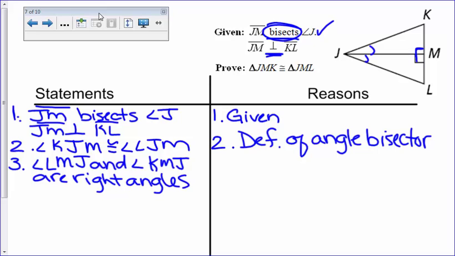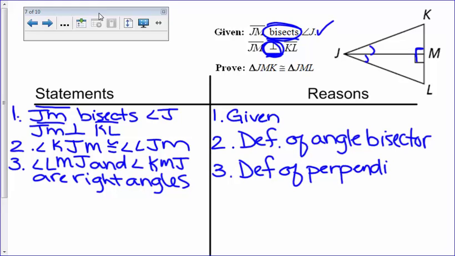Now what told us that I could say that those are right angles? Well, they give us that symbol there, which is perpendicular. So this is the definition of perpendicular. Right? So that's the first step that always follows when you see perpendicular in your given.